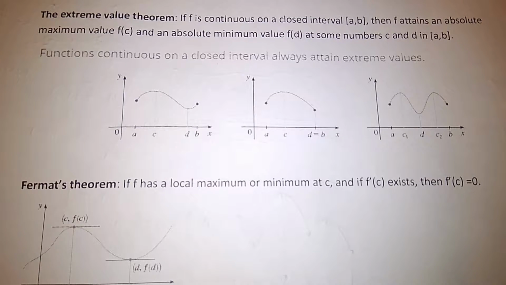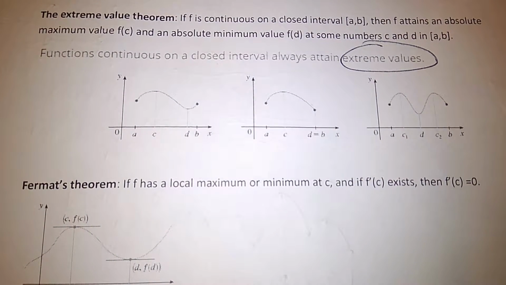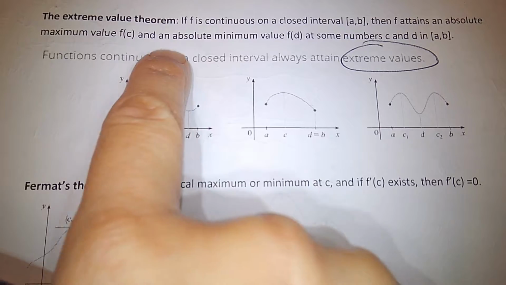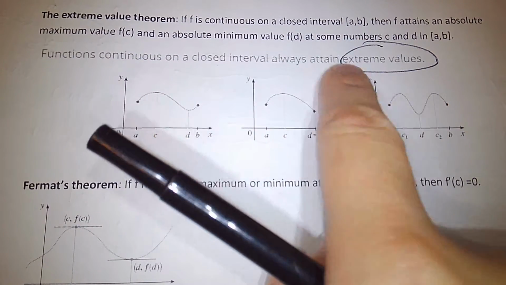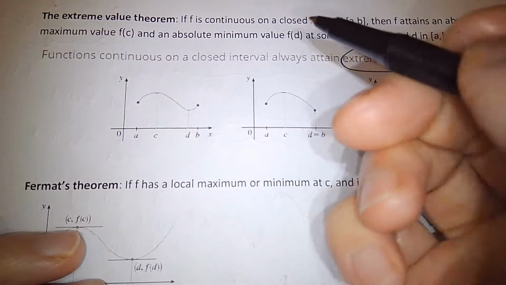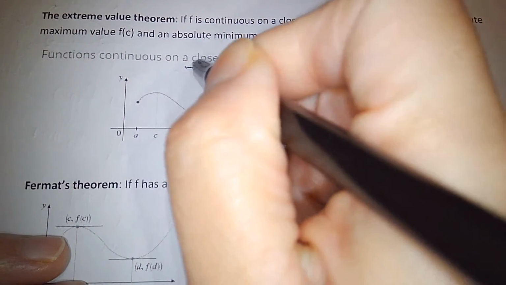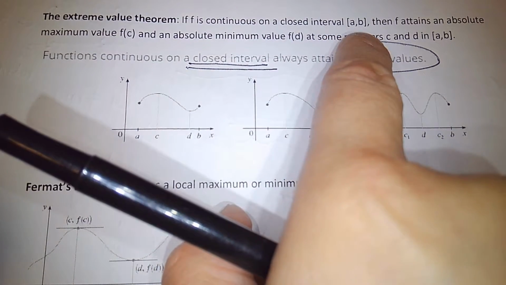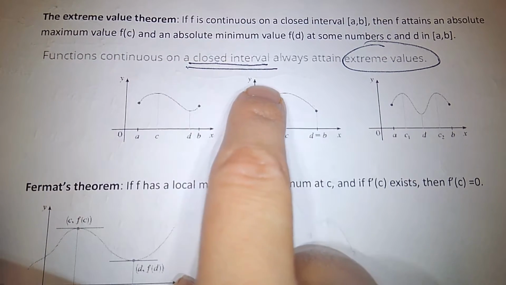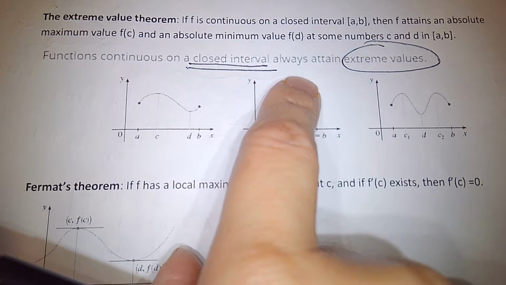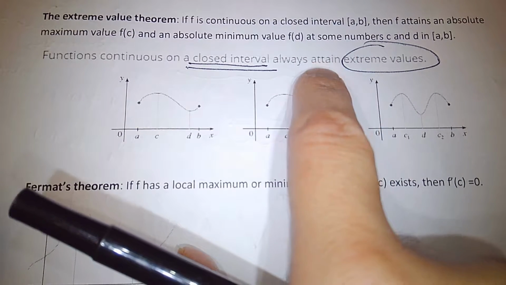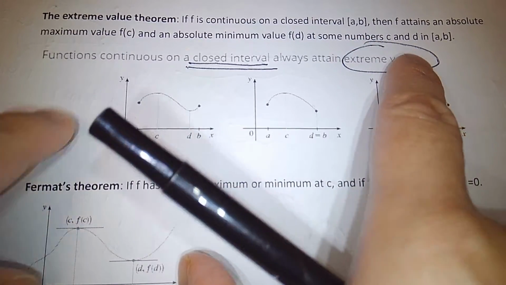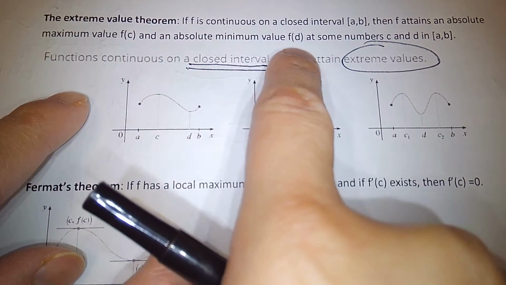All right, so we talked about what extreme values are. Absolute maximum and absolute minimum values are all called extreme values. This theorem is telling us once we have a closed interval, our given domain is on a closed interval, that means we will always attain absolute maximum and absolute minimum values at some points c and d. f(c) is the maximum and f(d) is the minimum value.